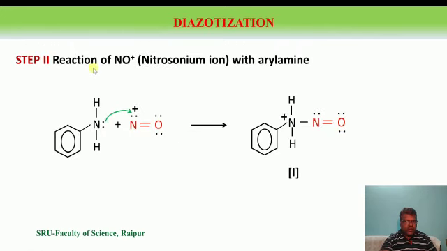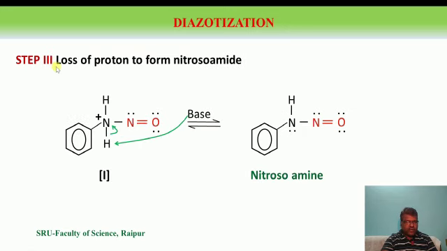In step second, reaction of nitrosonium ion with arylamine, NH2 in benzene ring is attacked by the positive ion of nitrosonium ion and bond formation takes place between two nitrogen and produces compound 1. In step third, loss of proton to form nitrosoamine.